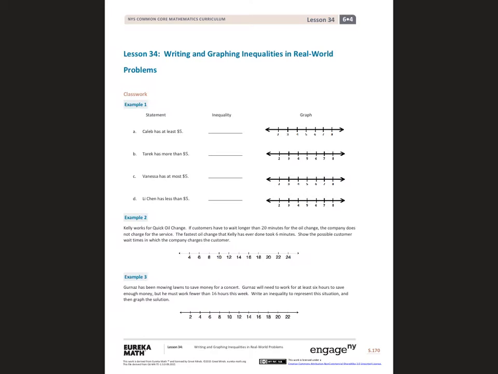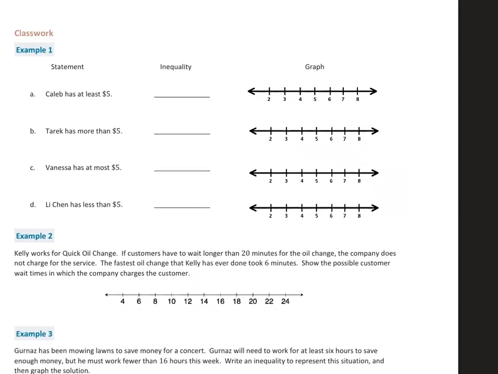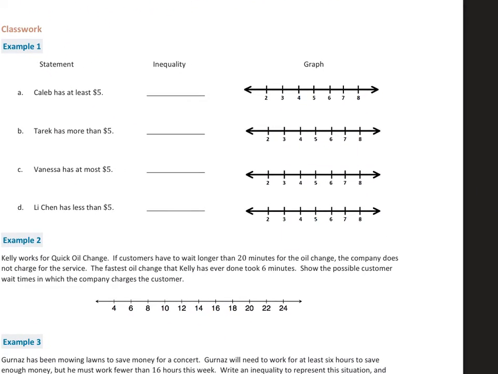Let's do it! So lesson 34 introduces how to graph these inequalities. First let's start by writing the inequalities for these first 4 examples and then how to graph them. And there's 2 ways we can graph them. A closed dot means it includes the number, so that would be greater than or equal to or less than or equal to. And an open dot means it cannot include that number, which would just be greater than or less than.